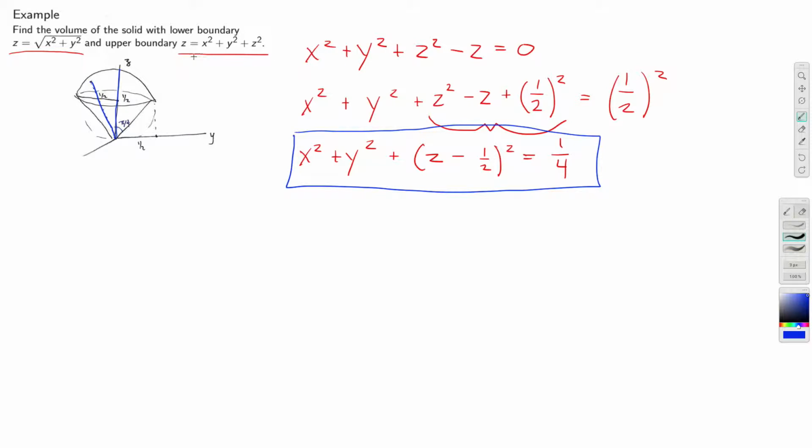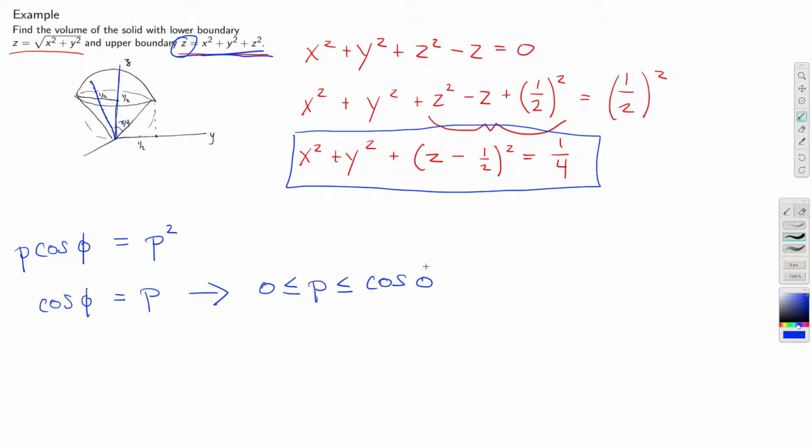Well, what we do is we take this equation and we go, alright, what does z equal? Well, z equals rho cos of phi. And what does x squared plus y squared plus z squared equal? Equals rho squared. So we could rewrite this as cos phi equals rho, just by dividing each side by rho. And therefore, this tells us that rho exists between 0 and cos of phi.